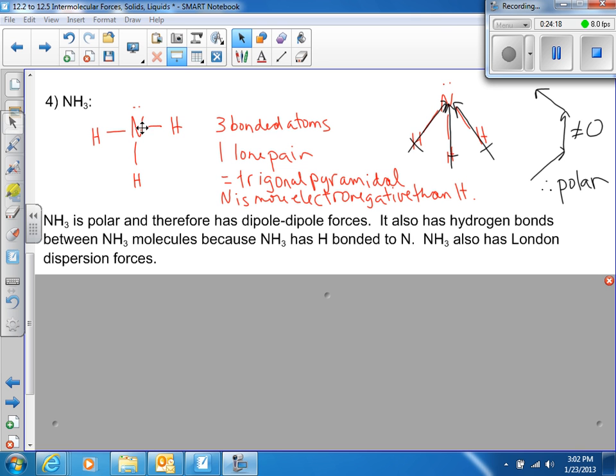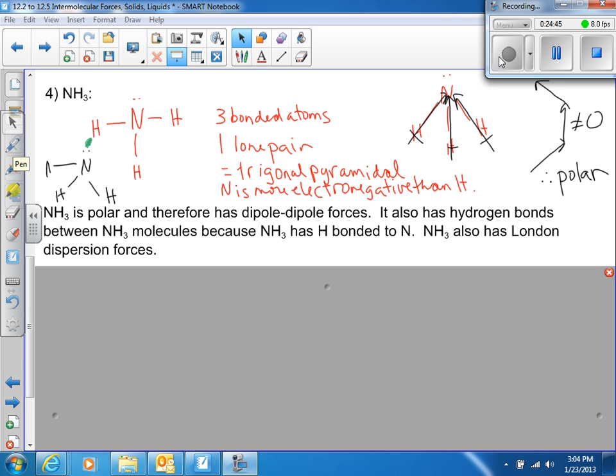It has H bonded to N. Therefore, these H's can hydrogen bond to another NH3 molecule. And I will draw that for you in a moment. But before I draw that, you just want to see that NH3 can have hydrogen bonding with other NH3 molecules. And again, I'll show that to you in a moment. And NH3 also has London dispersion forces, because everything has London dispersion forces. All molecules have London dispersion forces.